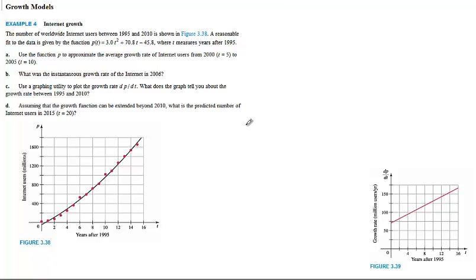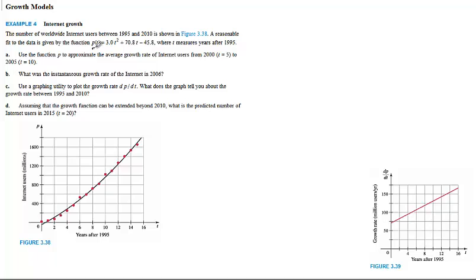Continuing with section 3.5, we're going to be looking at growth models. First up, they're very similar to our position, velocity, and acceleration problems. If I'm going to compute the average, I would just compute the slope of that secant line between whatever 2 points that I'm talking about.